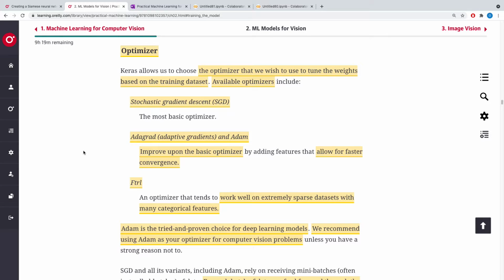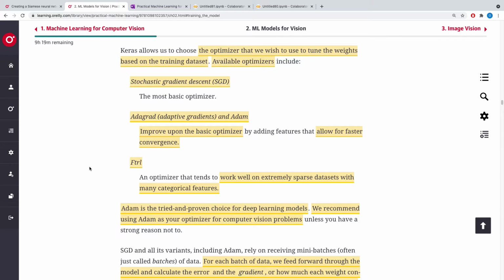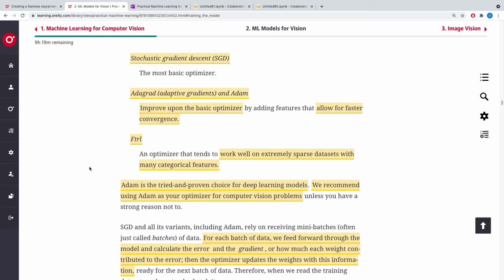So the available optimizers are stochastic gradient descent, ADA-GRAD, which is adaptive gradient, and ADAM. Then we have the FTRL optimizer. The stochastic gradient descent is the most basic one. Then we have ADA-GRAD, which allows for faster convergence, just an improvement on SGD. Then we have the FTRL. I'm just learning this as well. It works extremely well on sparse data sets that have many categorical features.